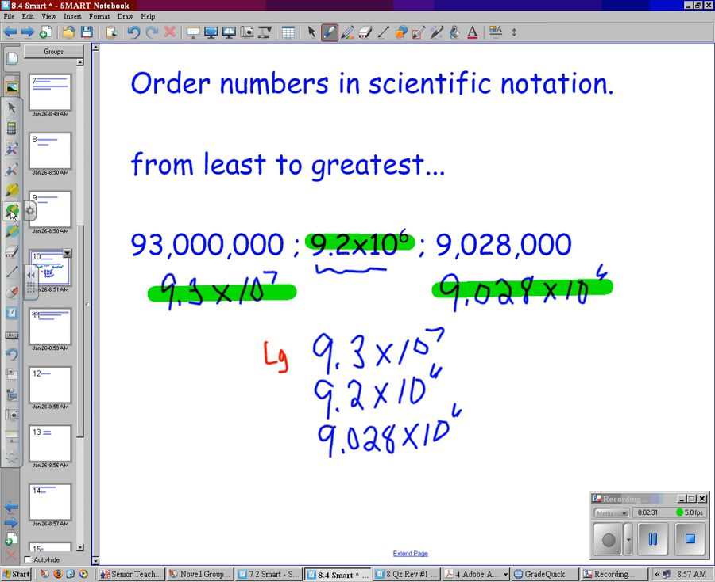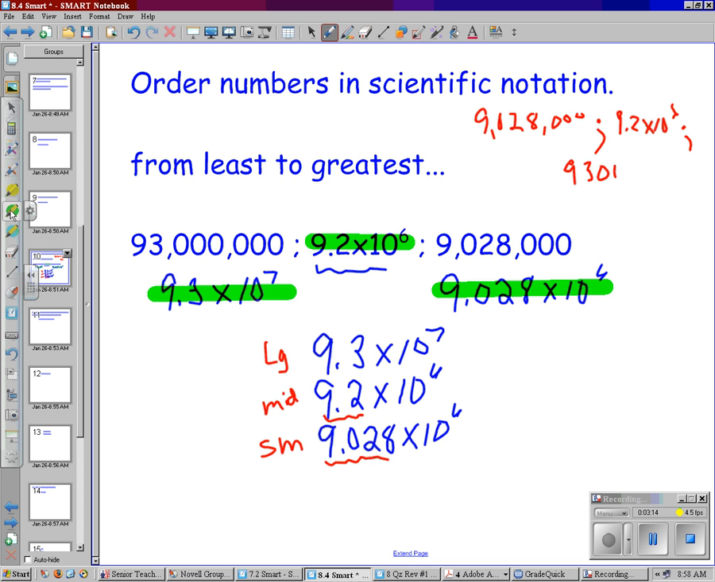So now, since they both have the same exponent, I need to look at the constant. So I need to look at 9.2 and 9.028. Which one's smaller, 9.028 or 9.2, class? 9.028. So this is the smallest number, thus this one must be in the middle. So when I write them in order from least to greatest, I want to write 9,028,000, semicolon. I am writing 9.2 times 10 to the 6th because that's how it was given to me, semicolon, and then 93 million.